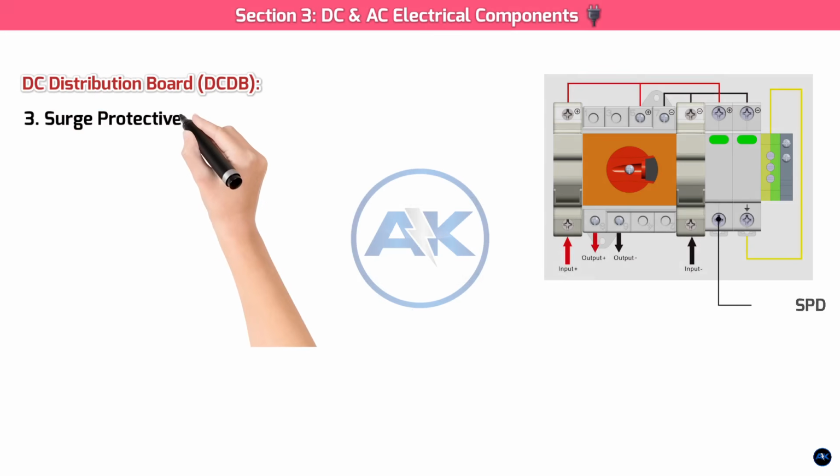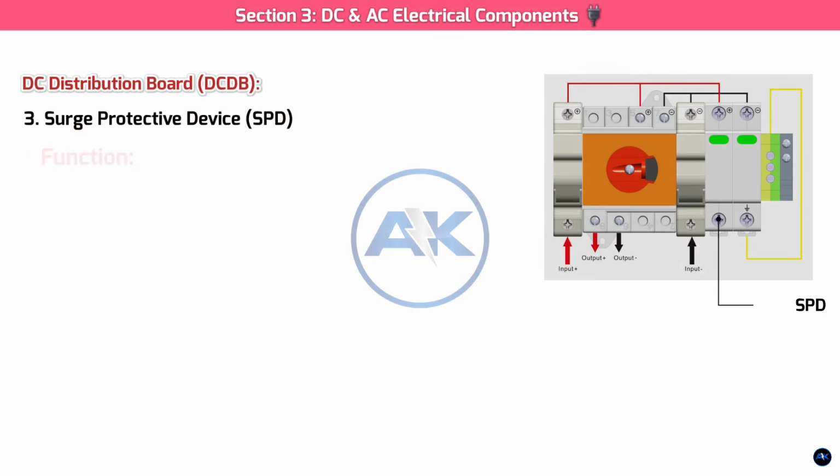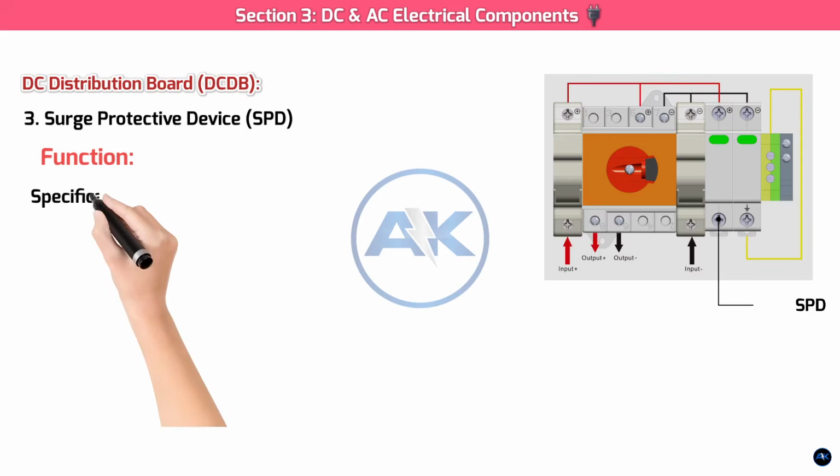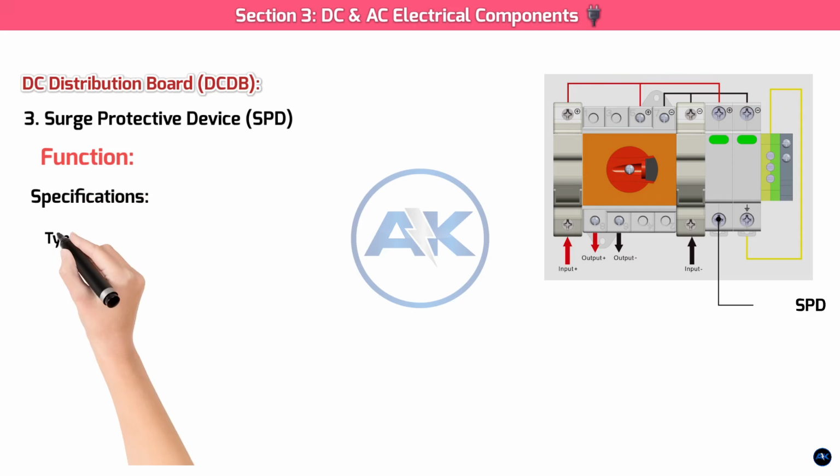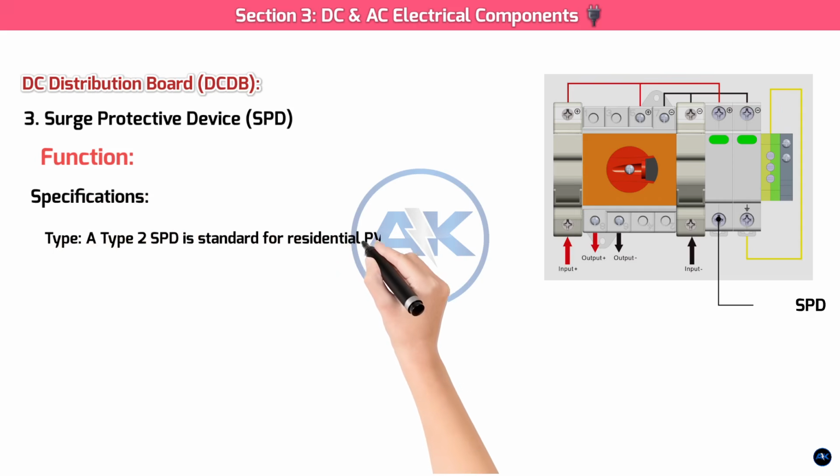3. Surge protective device, SPD. Function: an SPD is a lightning and surge protection device that protects the inverter and other sensitive components from high voltage spikes, which can be caused by lightning strikes or grid fluctuations. It diverts the excess voltage to the grounding system. Specifications. Type: a Type 2 SPD is standard for residential PV systems to protect against indirect lightning strikes. For regions with high lightning activity, a Type 1+2 SPD may be recommended.